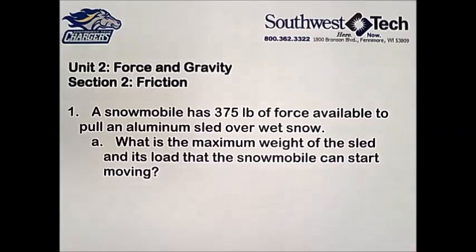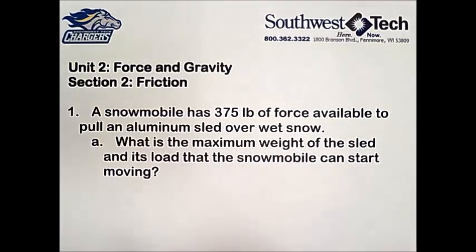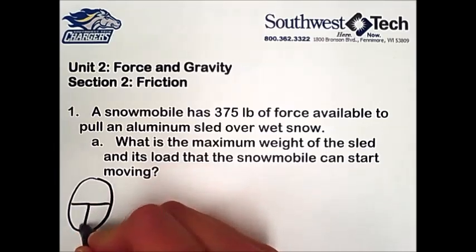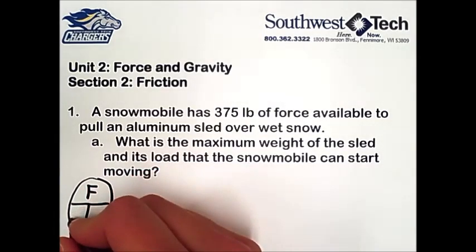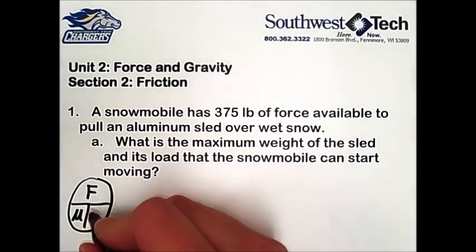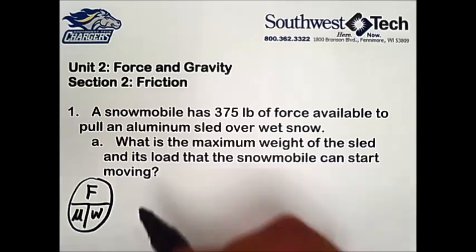In this problem, we are trying to find the maximum weight of the sled. So what we need to do is look at the formula wheel for friction, force, and weight. So we have force on top, mu our friction value, and weight on the bottom. In this problem, we are trying to find the maximum weight, so we cover that up. Weight is equal to force divided by mu.